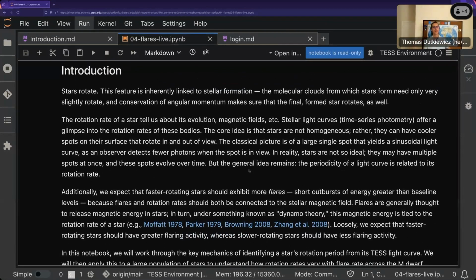So these big molecular clouds that condense down into stars, even with just a small amount of motion, which they are guaranteed to have, that'll become an ever tighter spin. It's the classic example of a figure skater pulling their arms in. This rotation is going to tell us a lot about how the star has evolved, its magnetic fields, and other important properties.